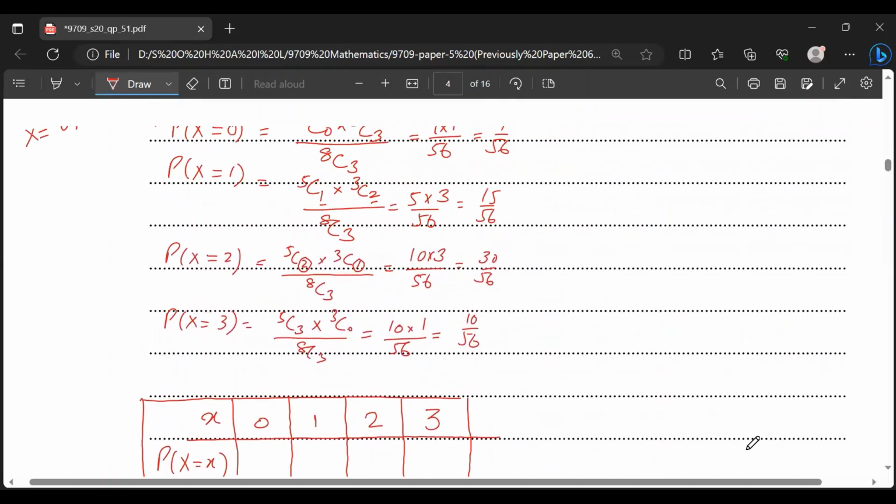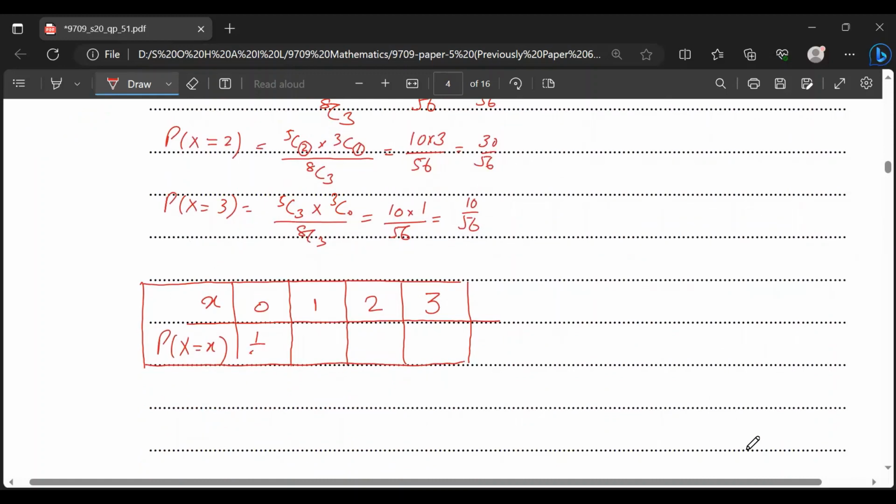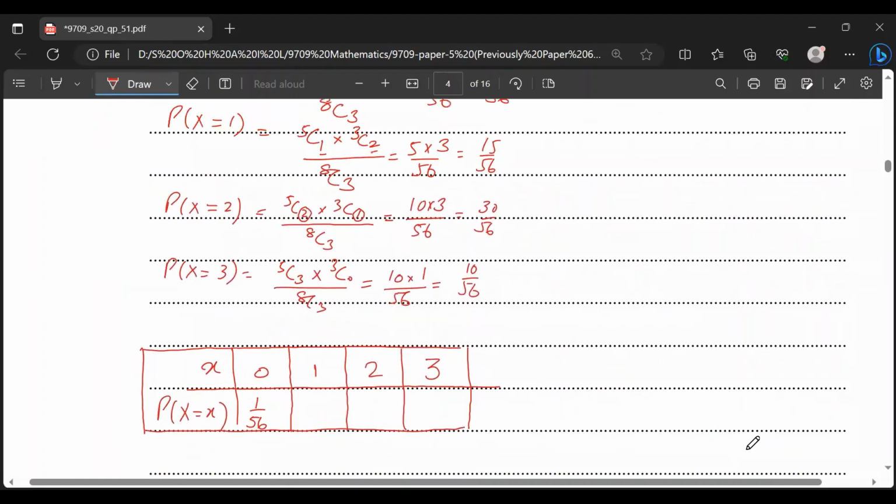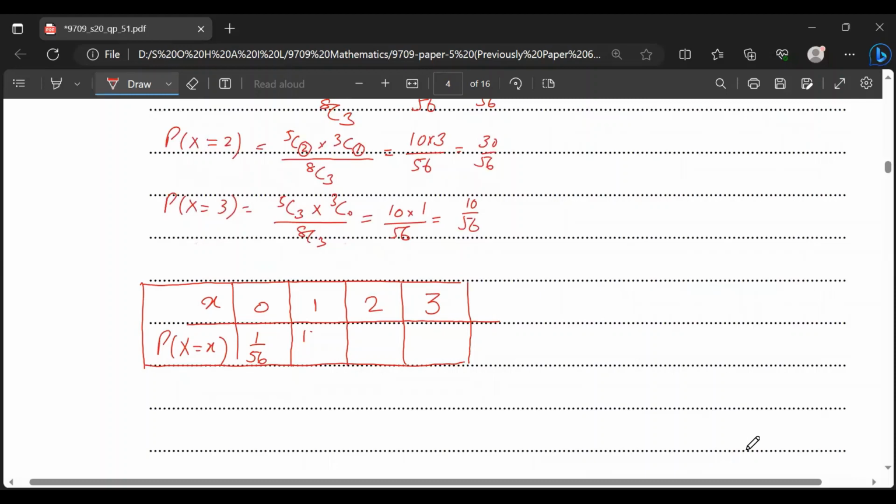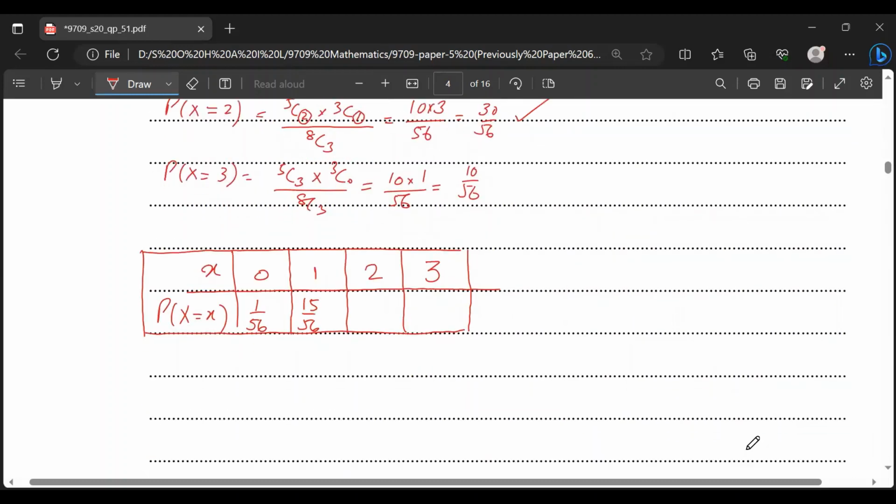The probability for 0 was 1 over 56. Next was 15 over 56 for 1. Then 30 over 56. And finally 10 over 56. You can check the sum. The sum of probabilities should be equal to 1. Yes, this is coming as 1.